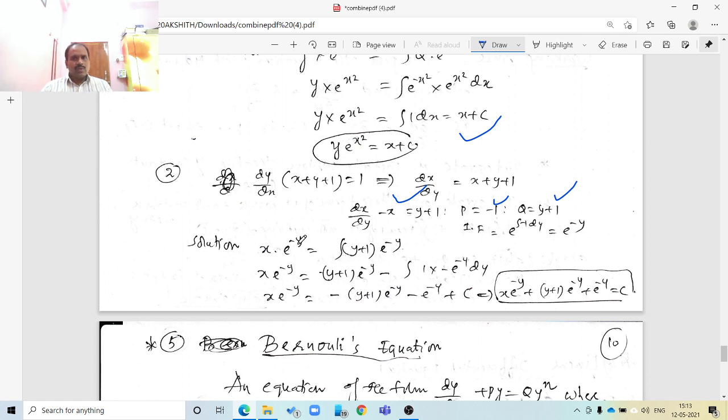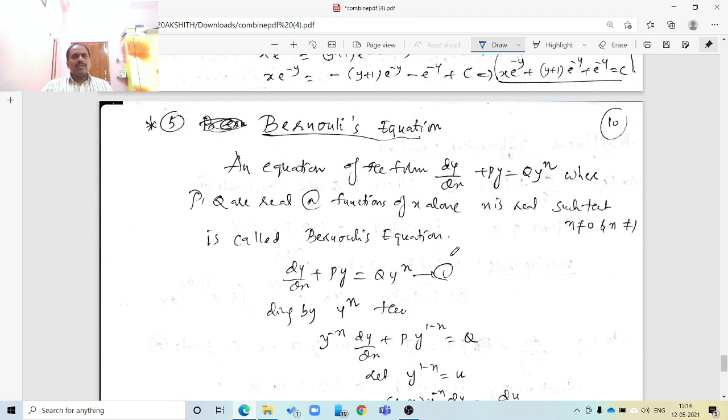The solution is x into e power integral p dy is equal to integral q into e power integral p dy. Therefore x into e power minus y is equal to integral of (y plus 1) into e power minus y. This is by parts: y plus 1 is f of x, and the integral of g of x, e power minus y, is minus e power minus y, and its derivative will be minus 1. Then y plus 1 has derivative 1, and its integral will be minus e power minus y. So after simplification you will get this answer.